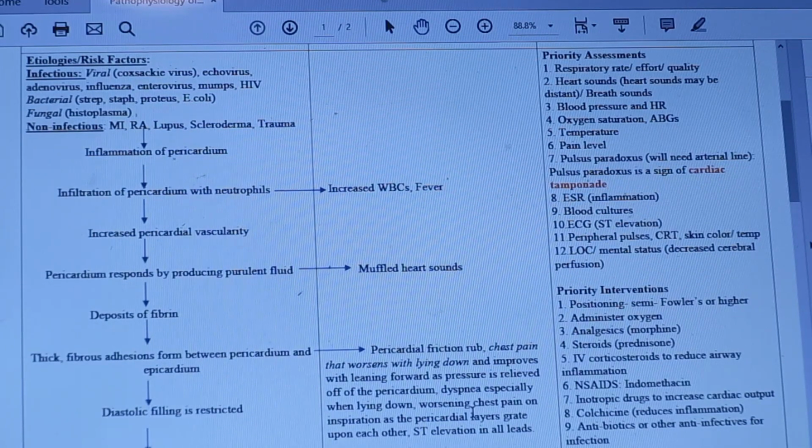When a patient has an MI, you'll see ST elevation in the leads that reflect the location of the MI, right? So like if the patient has an inferior MI, then you would see ST elevation in leads 2, 3, and AVF. But with pericarditis, you'll have ST elevation in all leads.